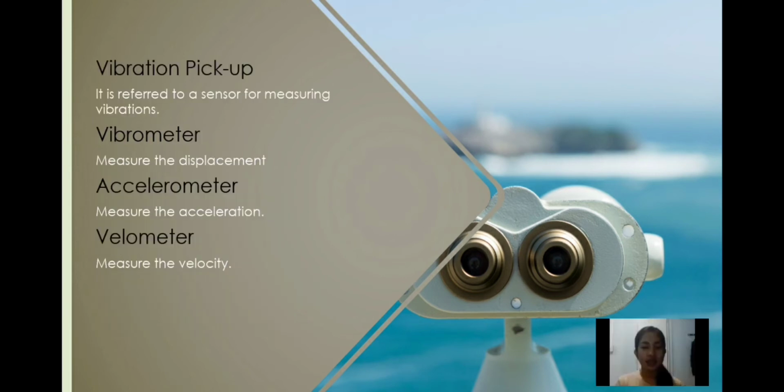meters. Vibration pickup. A vibration pickup refers to a sensor for measuring vibration such as displacement, acceleration, and velocity. The vibration pickup types are the vibrometer, which measures the displacement; the accelerometer, which measures the acceleration; and the velometer, which measures the velocity.